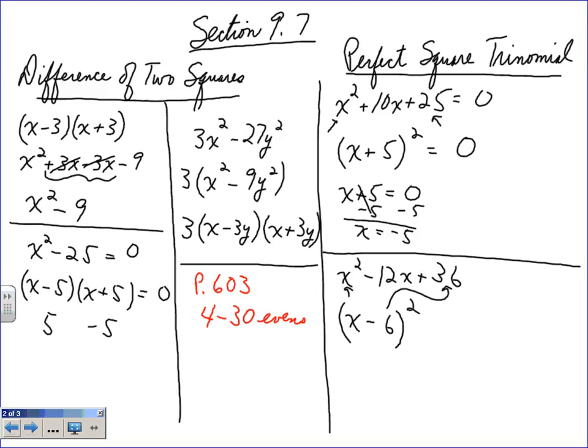Now I'll answer some of the questions you might have. And Ozzy, what was your question? 14, okay. This is 14. Read it. 2x squared plus 12xy plus 18y squared. Okay.